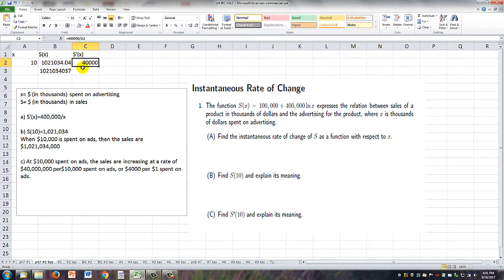There's your value. So it's in thousands, so we'll multiply this by 1,000.